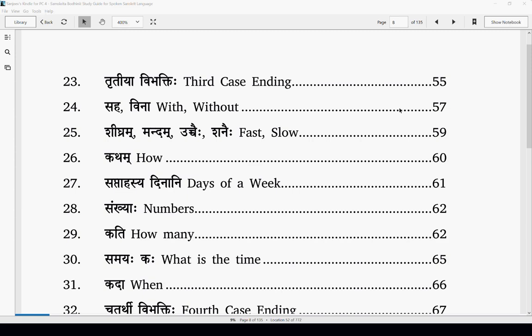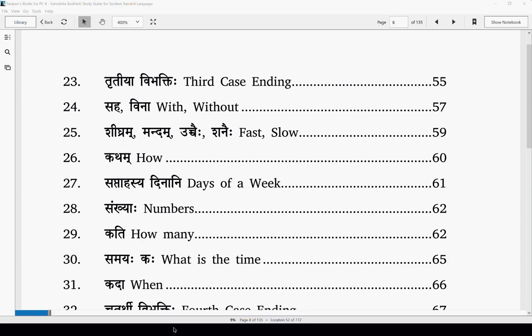Then there is also shigram, mandam, uchchaihi, shanaihi, for fast and slow, we know. Okay. Shigram, one sentence, please. Shigram vadatu. Bhavatah shigram agacchatu. Okay. Mandam. Balika mandam gacchatu. Uchchaihi. Balakaha uchchai vadatu.